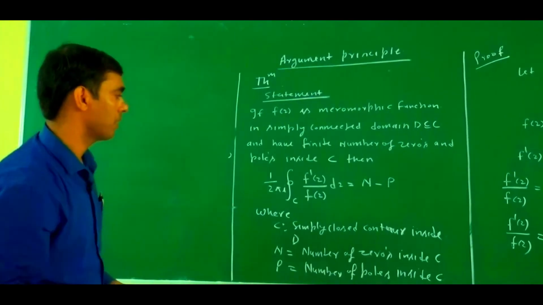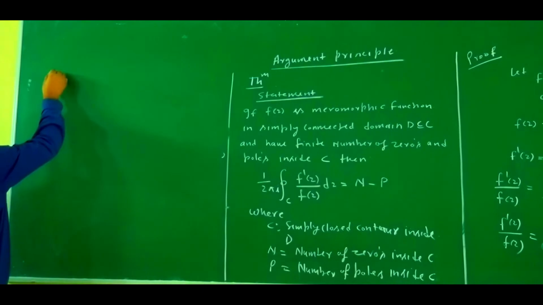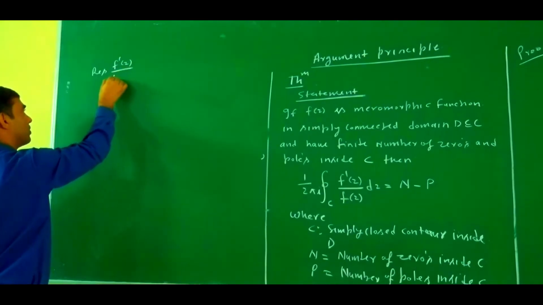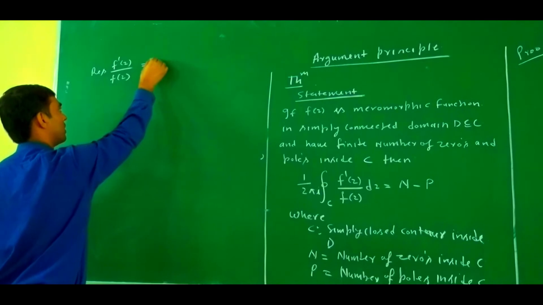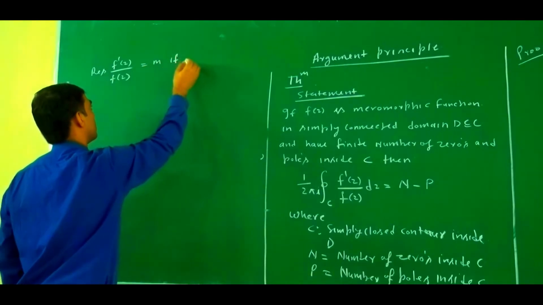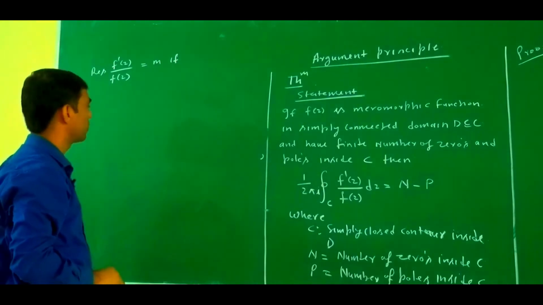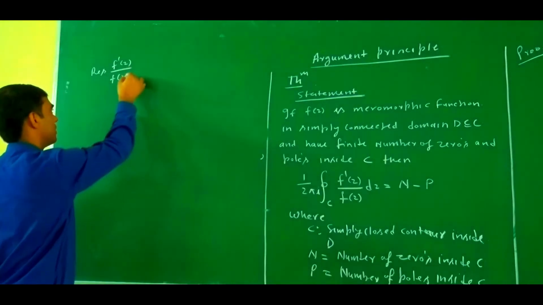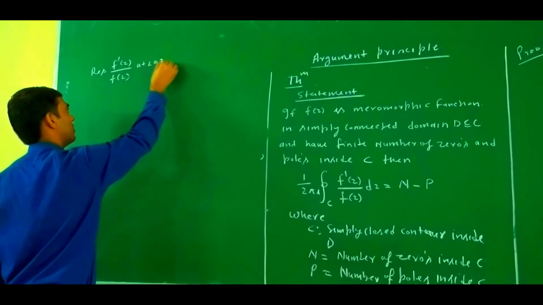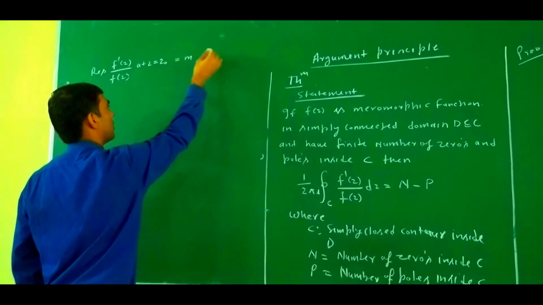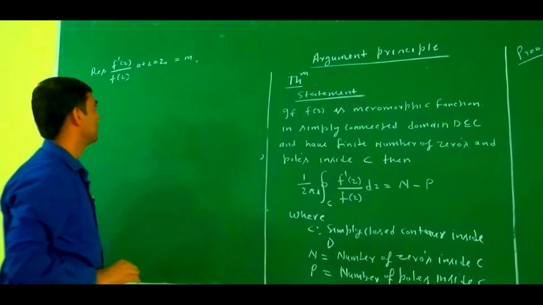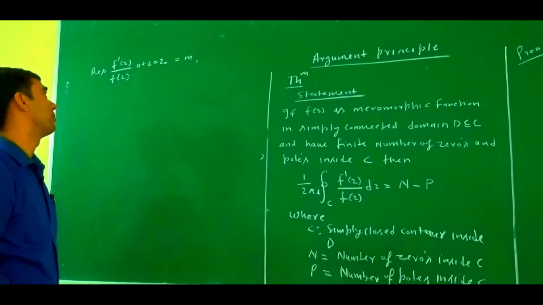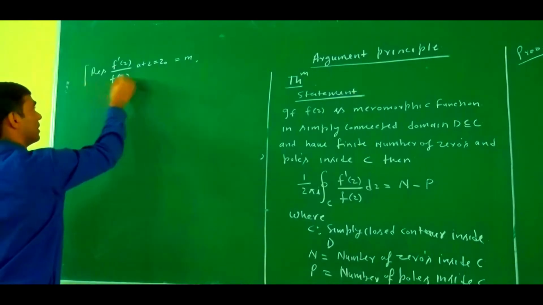So the residue of f dash z upon f z equals m. If we write it not in this form, the residue of f dash z upon f z at z equals z0 equals m, where at z equals z0 this function, f z, has a zero of order m. So in this way, we write it this way.